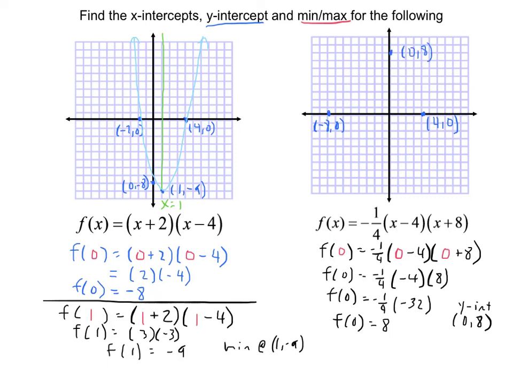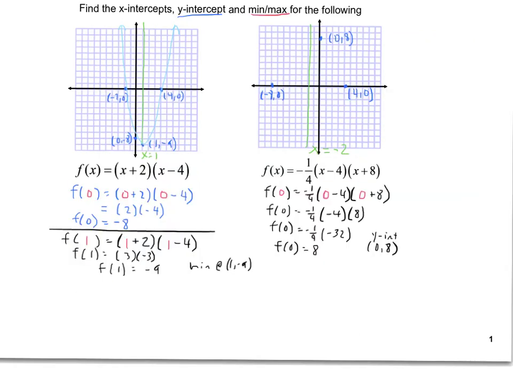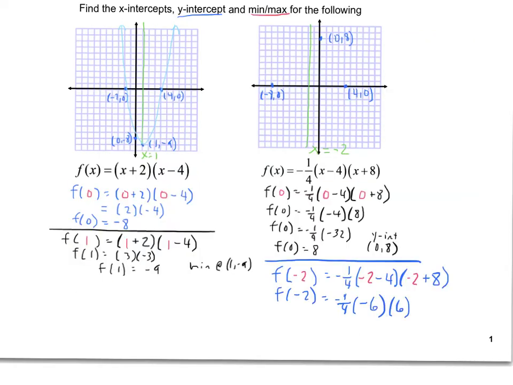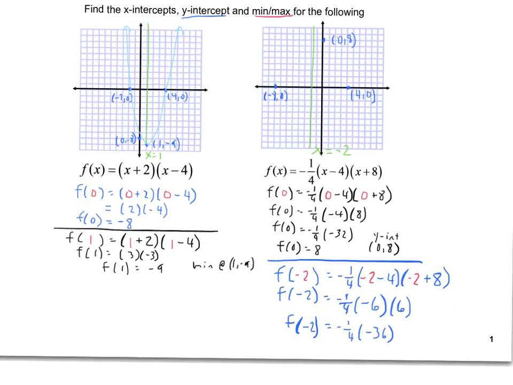Alright, running a little bit short on space here. I'm going to find the line of symmetry by taking the midpoint of those. Exactly halfway in between is negative 2, this distance is 6, this distance is also 6, and I need some space. Plug in negative 2. Negative 2 minus 4 is negative 6, and then so I'm getting negative 6 times 6. And then multiply negative 1/4 times negative 36, so it's going to be positive 36 over 4, which is 9.